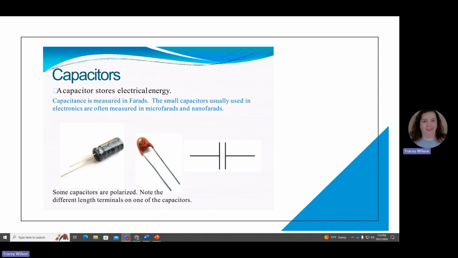I will tell you that they store electrical energy. That means that even if your computer or other electronic device is not plugged in, there still could be some amount of electricity still stored in that capacitor. And it could be stored in that capacitor days, months, years even in some cases after being unplugged.